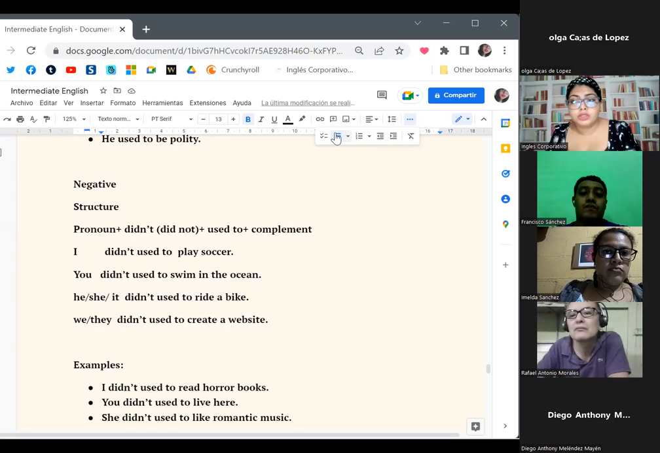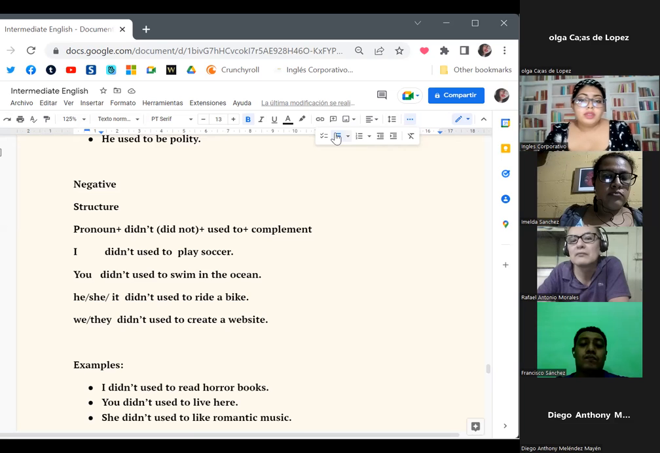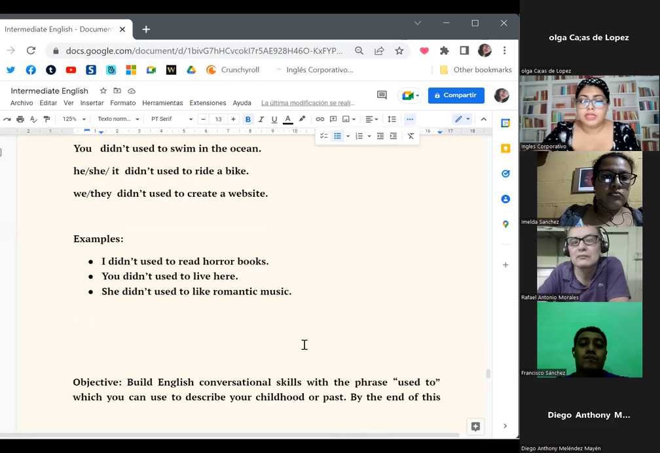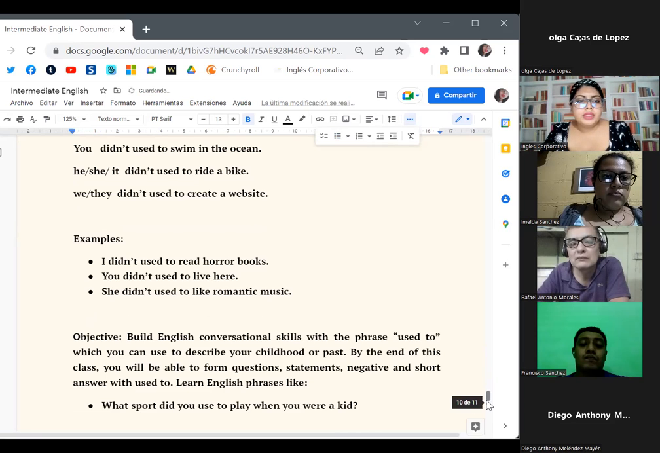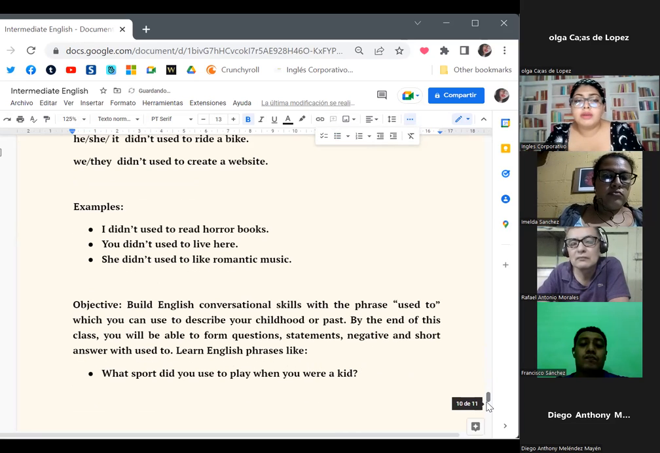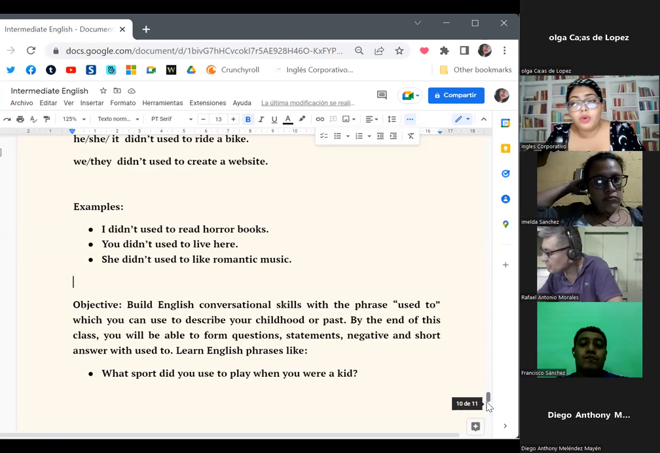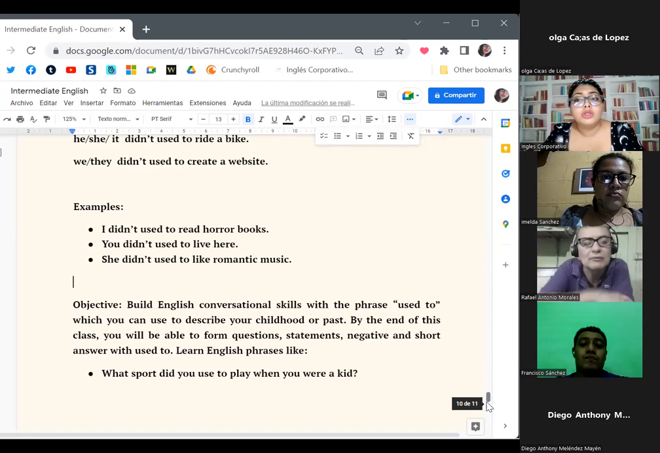Now we are going to talk about the structure of the question first. So for this part that we are going to see today is this objective. Because now we are going to talk about the questions. So it says, build English conversational skills with the phrase used to, which you can use to describe your childhood or past. By the end of this class, you will be able to form questions, statements, negative and short answer with use to. Learn English phrases like, we have some examples of questions.